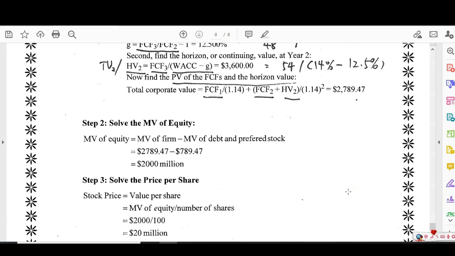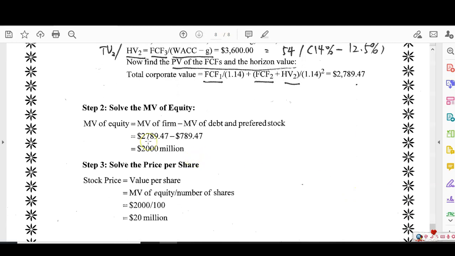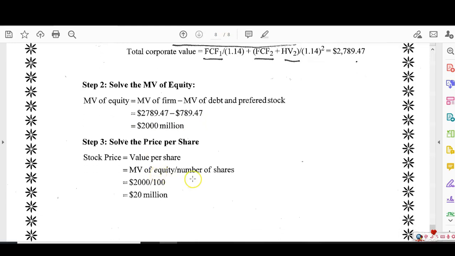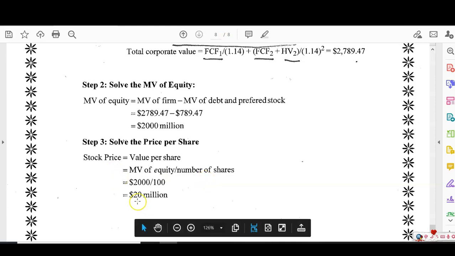After getting the market value of the firm, you can use this number minus the market value of debt and preferred stock. So you have the market value of common equity. And you can use this market value of common equity divided by the number of shares provided by the question. You would have the stock price as $20.